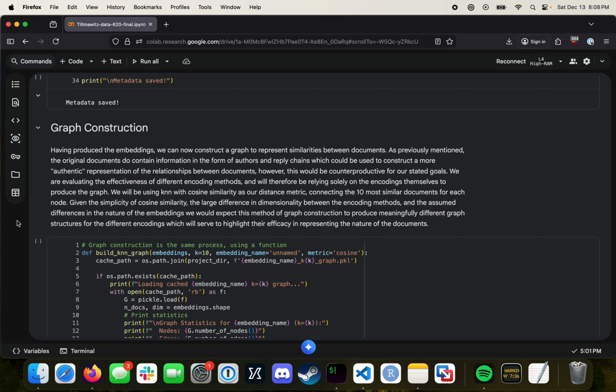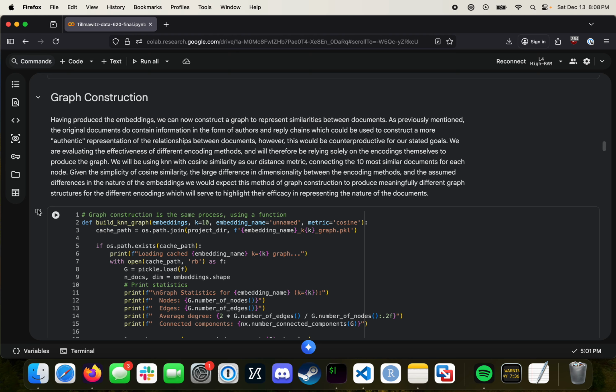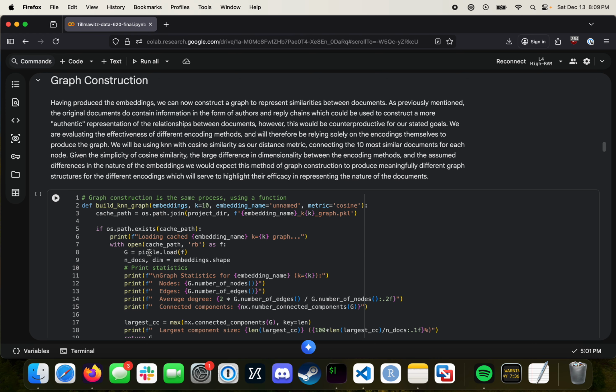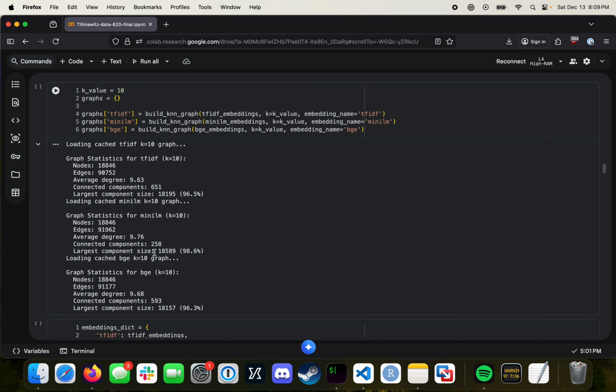The graph construction, as mentioned, will strictly be based on the embeddings themselves, as we are using k-nearest neighbors and cosine similarity. The underlying graphs should be fairly different from each other, given the high dimensionality differences we see, as well as the different emphasis the different encoding methods put on the underlying data. So we would expect to see meaningfully different graph structures, and we do end up producing that.